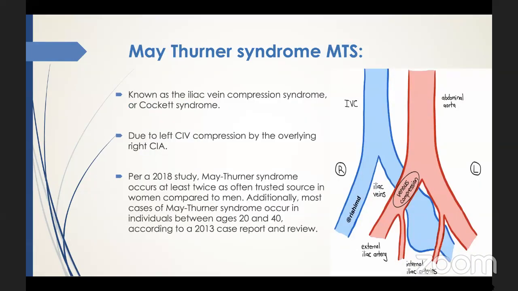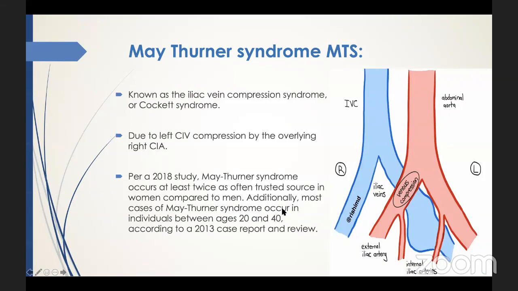Now we've got another syndrome I would like you to know, because it's quite important and will expand your knowledge about the vascular system. May-Thurner syndrome is the compression caused by the right iliac artery compressing the left iliac vein here and causing other problems. It's just a compression, mainly occurring in females more than males, and happens during pregnancy as well, due to the pressure.